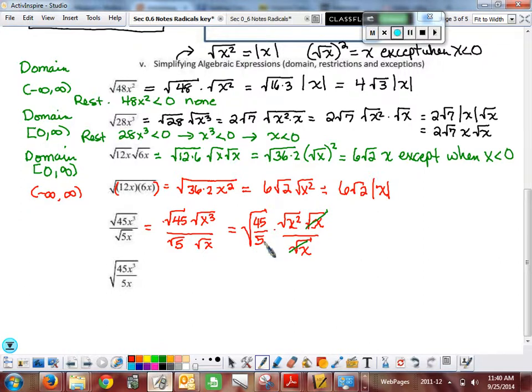Now, if we keep going with our simplification, this is going to be 45 over 5, which is the square root of 9. And then the square root of x squared is going to give me my absolute value of x. And now we have to worry about domain and exceptions. So we come back over here and let's take a look at the original problem. Since x is under the radical and even x cubed, our domain, hopefully you're starting to see the pattern to this, would be 0 to infinity.